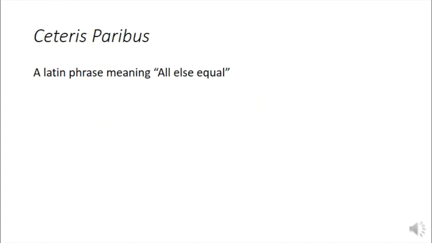Now, to explore this relationship, we're going to make use of a thought experiment, and that thought experiment is ceteris paribus. It's a Latin phrase meaning all else equal. When we think about how prices are dictating our behavior, it's important to keep in mind that the world is dynamic, prices are dynamic, markets are dynamic. These things are constantly changing, and it can be difficult to understand what is causing what.